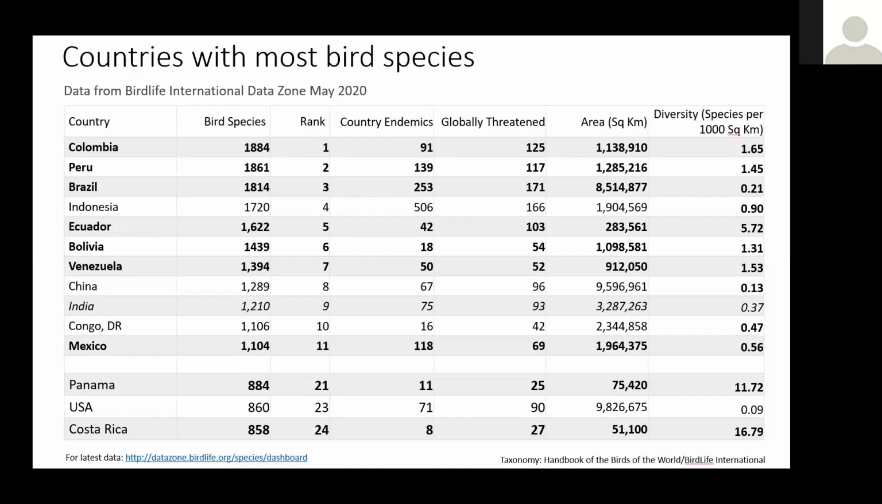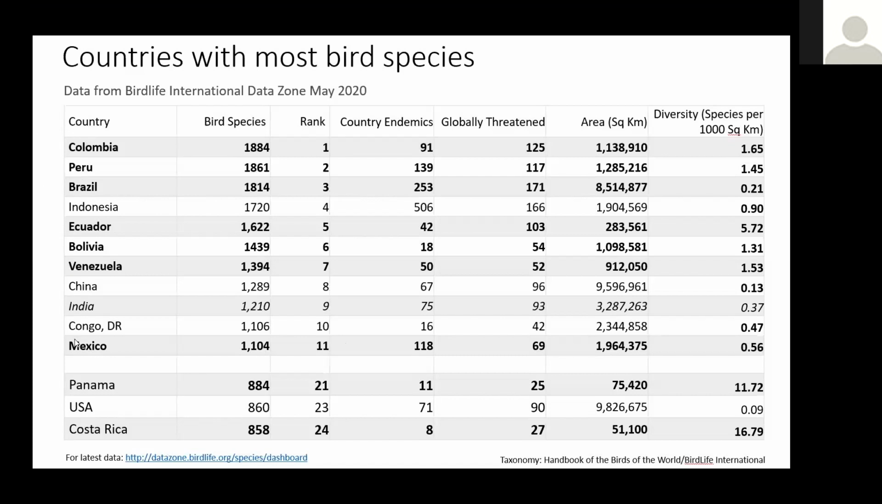And if you look at some of the top countries in terms of number of birds, and this is data I pulled together from BirdLife International, you can see that the top 3 countries, Colombia, Peru, Brazil, are in South America. We get Indonesia because of all the islands, it gets a lot of endemics and it's pretty high up there. But then the next 3 again are in South America.